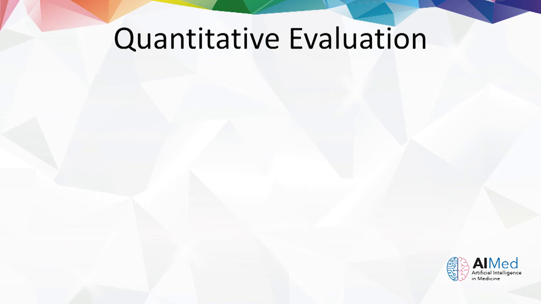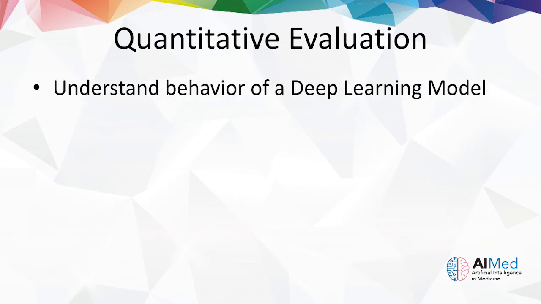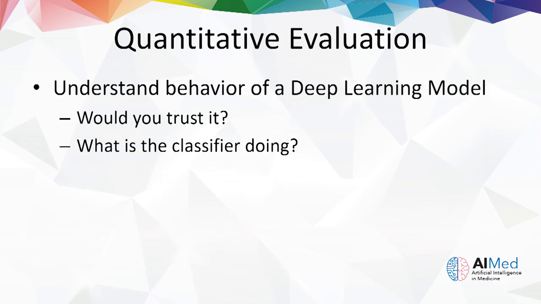LIME is the one example I'm most familiar with because we had a presentation from Dr. Singh. But what do these kinds of quantitative explanations do for us? Well, they help us understand the behavior. They help us make a decision as to whether the model is trustworthy or not. They help us understand a little bit better what the classifier is actually doing. So it's really shedding some light into that black box. We're opening up the box, we're looking inside, and we're seeing something about how it actually operates.